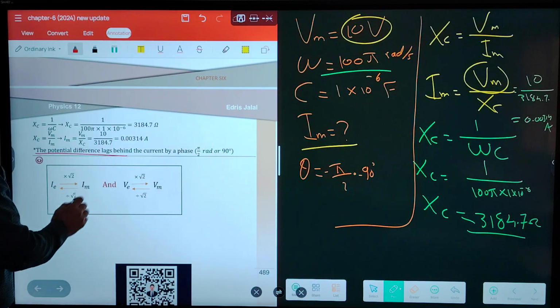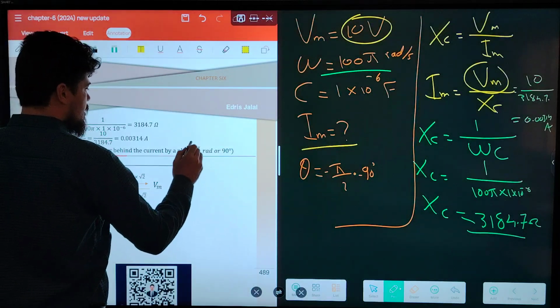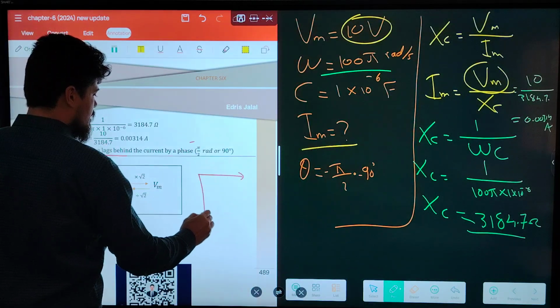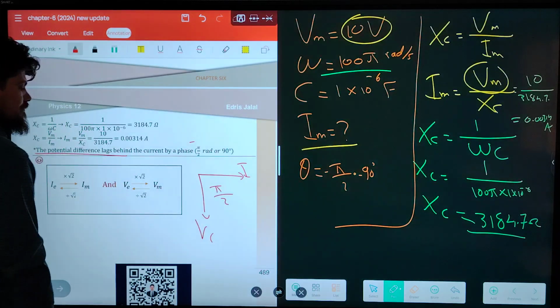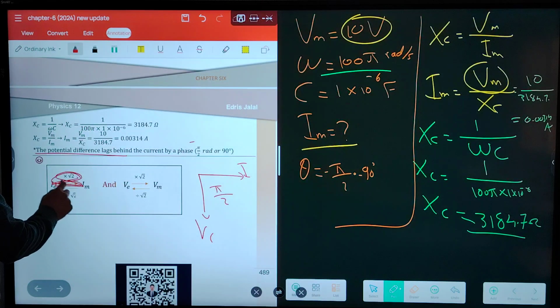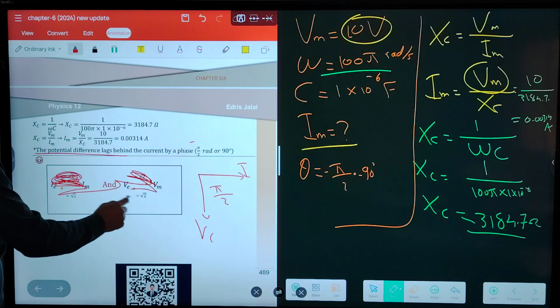Phase difference: because we have a capacitance in the AC circuit, the potential difference lags behind the current. Okay? And it should be negative. The potential difference lags behind the current by π/2. Guys, this is wrong. Delete these two equations, okay?